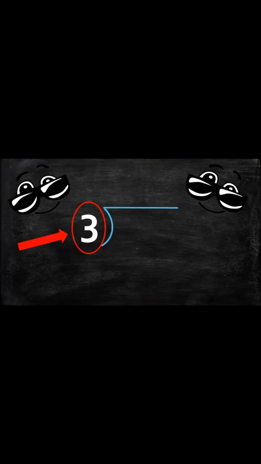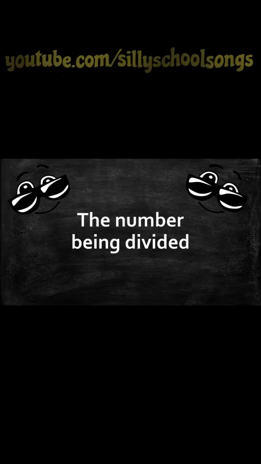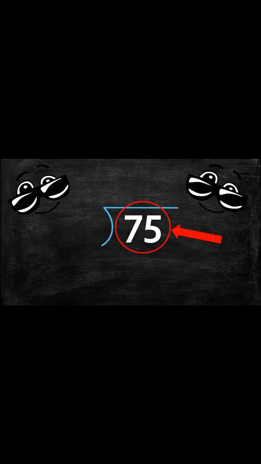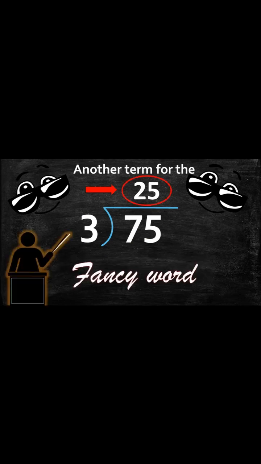Divisor is the number that goes into another. How many times it can is what you will discover. The dividend is the number being divided. You know that weird looking bracket is the number inside it. The quotient, now that's another term for the answer. It's a fancy word, but it's what your teacher will prefer.